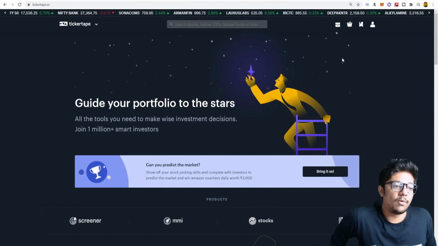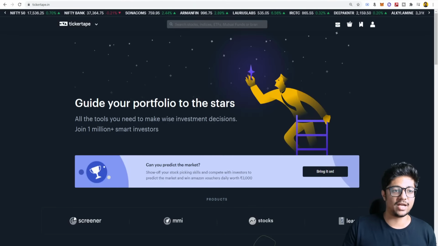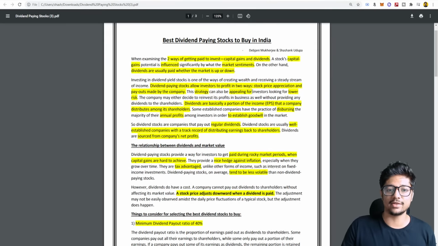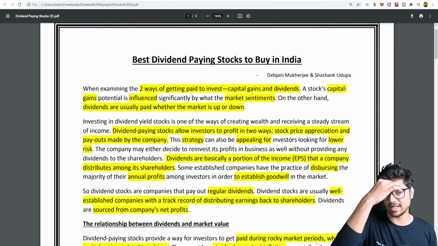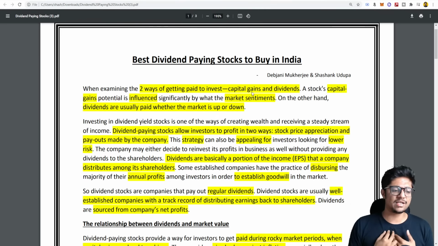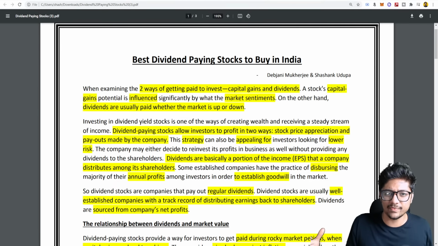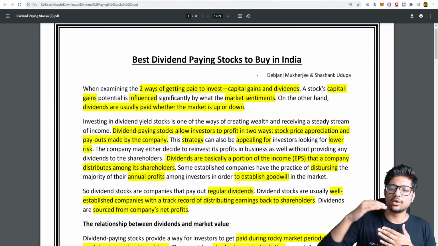Now, who needs this dividend investing strategy? And I made a document here. I'm going to share it with you guys, which is about the best dividend paying stocks, made by Debjani itself. Now, who needs this strategy? Young guys like me and you, we don't have so much capital. We don't have a lot of money in our bank accounts. So young guys like me and you want a growth strategy, right?